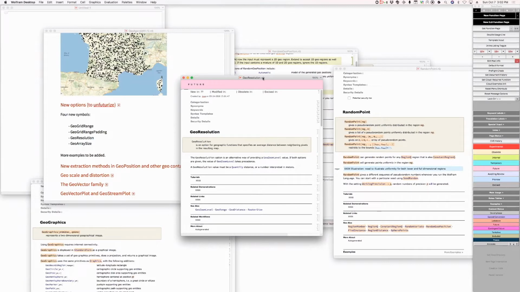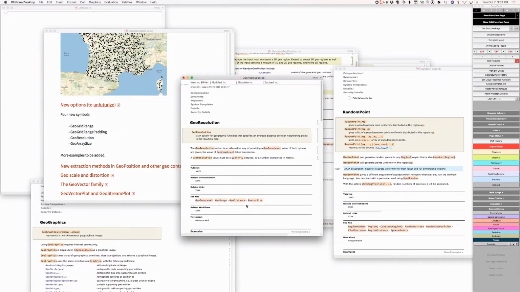For example, if you give the geogrid range and the georesolution, you will know how many pixels you are asking for. So if I might say so, you haven't mentioned geogrid range here. Oh, yes, yes. Actually, it should probably be with both. Yeah. That looks fine to me.